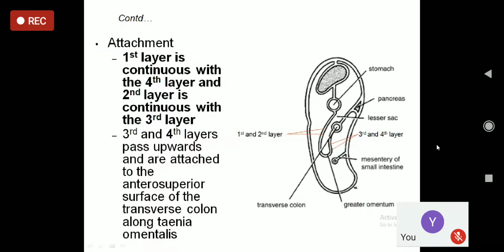And the third and fourth layers pass upward and are attached to the anterior-superior surface of the transverse colon along the taenia omentalis. So this is the transverse colon where there is attachment of the third and fourth layer. So don't be confused. We have to follow the first layer. It continues as the fourth layer. And the second layer continues as the third layer. And they attach on the transverse colon of the large intestine.